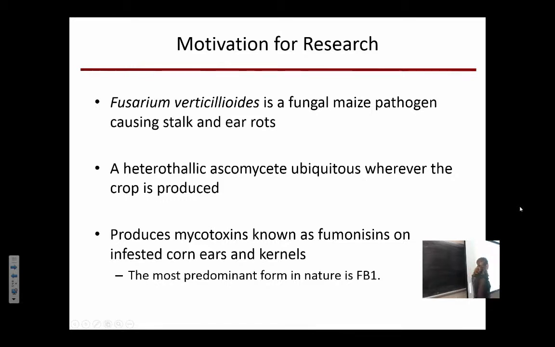The fungus is also capable of producing these mycotoxins known as fumonisins, and that's on corn ears and kernels. And the most predominant form of this fumonisin is FB1, and it has been linked to esophageal cancer in humans, as well as equine encephalomalacia.